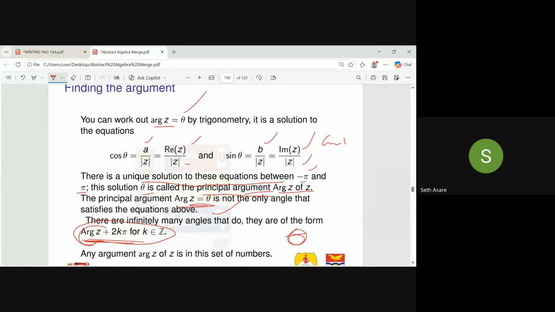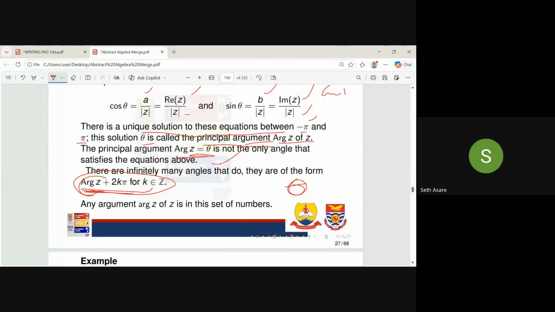When we use this one and we begin to change k, k is 0, k is 1, it will produce a lot of angles that will give us the same answer as that of the principal. But for our interest, we need only the principal. So the principal one, we represent it with capital A, but the general one, we use small a. So any argument of z is in this set, a very big set, where every angle will form there.